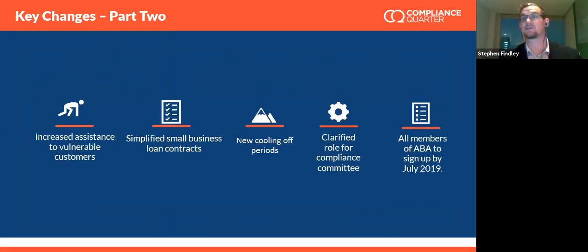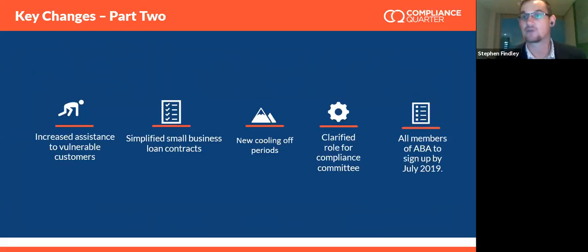Now, again, this is something that a lot of banks were already doing, but by bringing more substantial obligations into the updated code, it makes it clear to the customer what they can expect from their bank. Okay, the next change is simplified small business loan contracts.